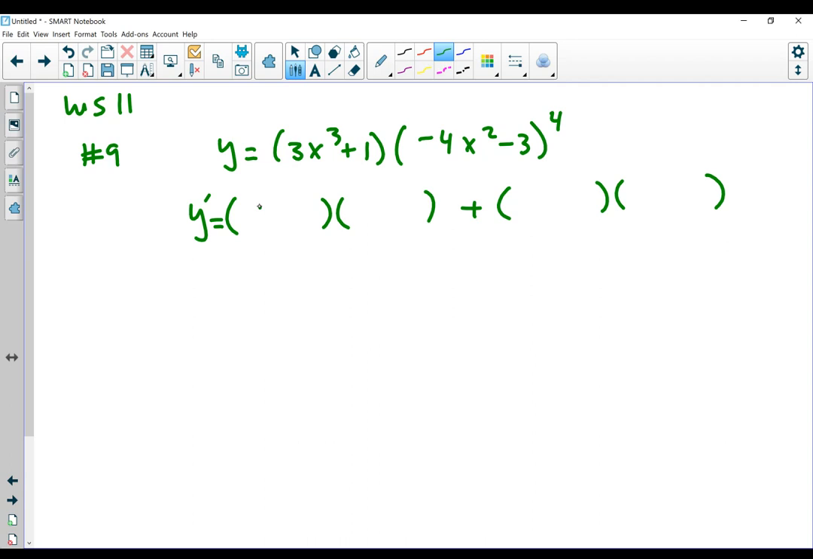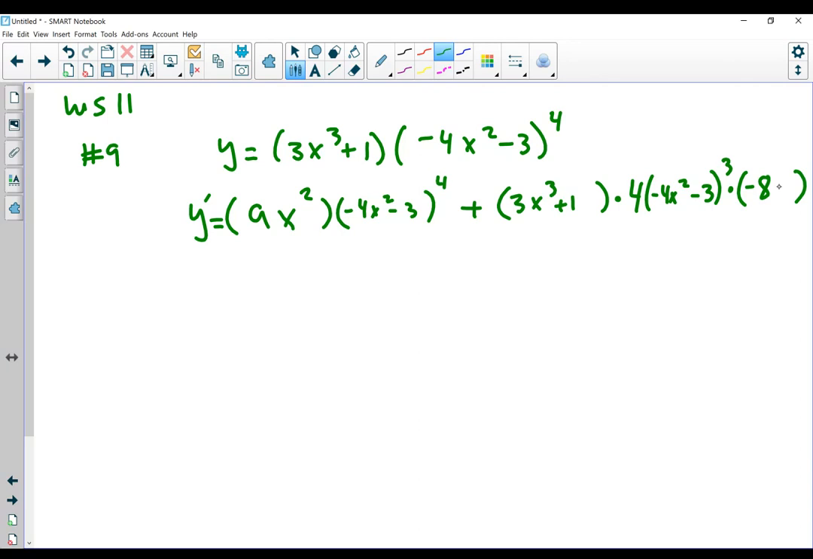We take the derivative of this, which is 9x squared, and then the normal negative 4x squared minus 3 to the power of 4. Then the normal first function, 3x cubed plus 1. And then now here goes the derivative of that second function. I probably need to rewrite this, but this is where it goes. It would be 4 times the quantity negative 4x squared minus 3 to the power of 3. And then we still have to multiply by the derivative of the inside, negative 8x. That's how number 9 looks.